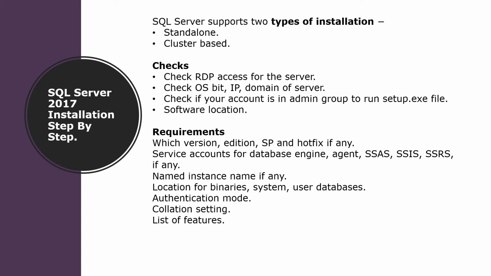And the type of authentication mode we will be using for the installation, and the collation setting which is used for the installation, and that will be the same after the installation for all the databases whichever we create. It should be following the same collation setting. And the list of features: we will have the SQL Server database engine services, analysis services, integration services, and reporting services. But for now, we are only installing the database engine services.